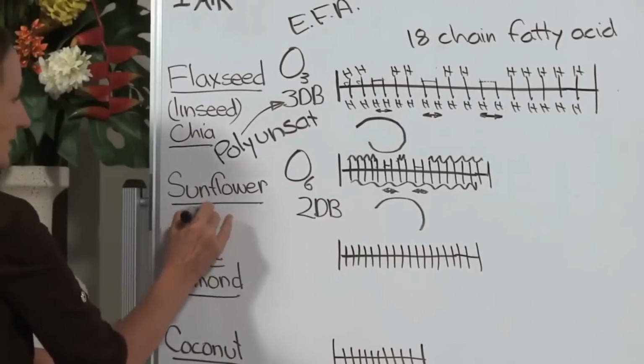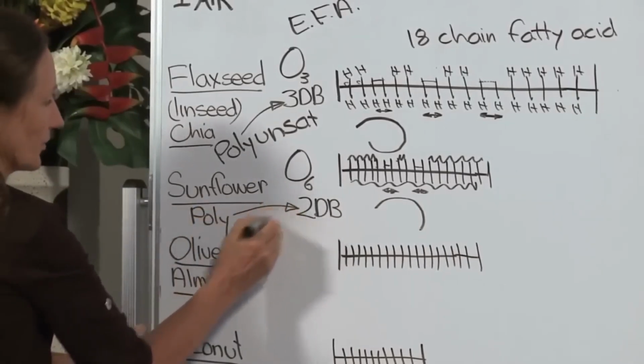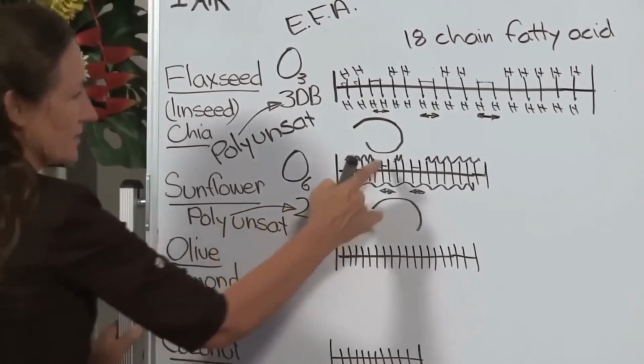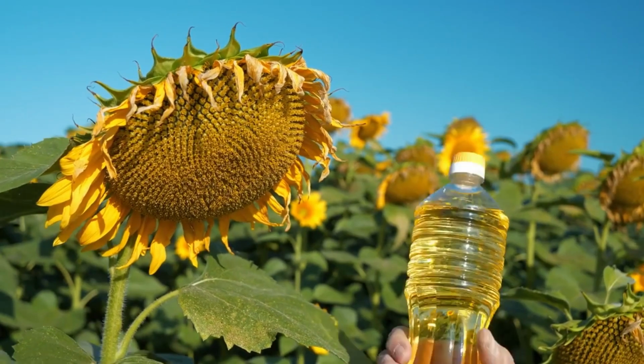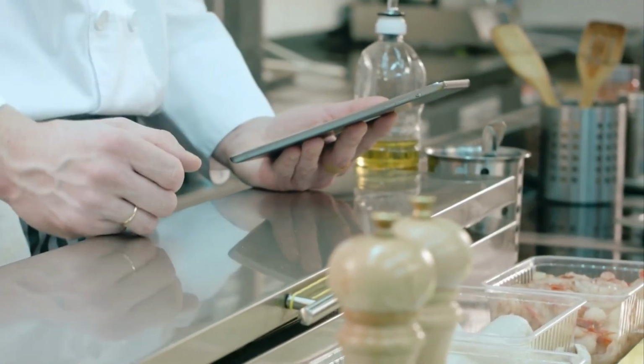This is also given the name polyunsaturated fatty acid. Poly meaning more than 1 double bond. Unsaturated because there's still empty spots on the fatty acid chain. Omega-6 found in sunflower oil also plays a vital role, though it has fewer double bonds than omega-3.